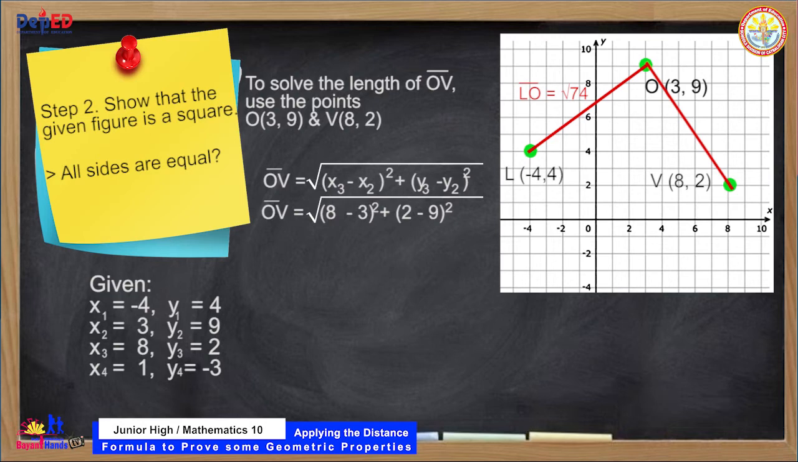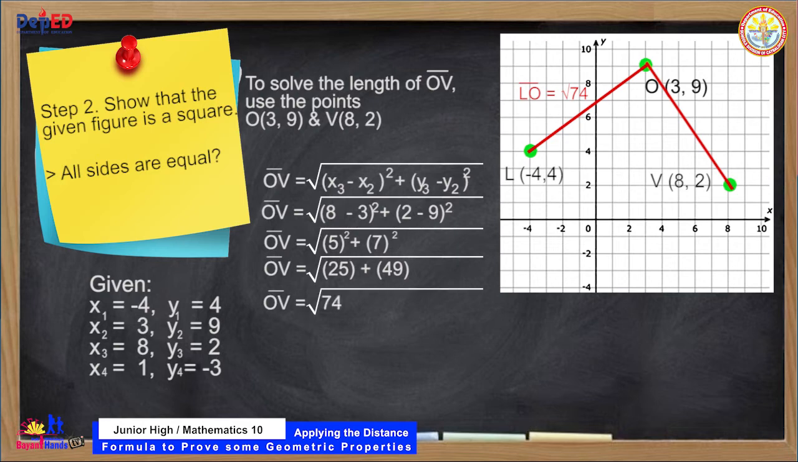Simplifying it further, 8 minus 3 is equal to 5, and 2 minus 9 is equal to negative 7. Square of 5 is 25, and square of negative 7 is 49. Add, square root of 25 plus 49 is equal to square root of 74. Therefore, the length of segment OV is square root of 74 units.